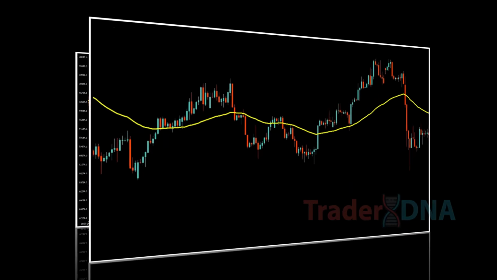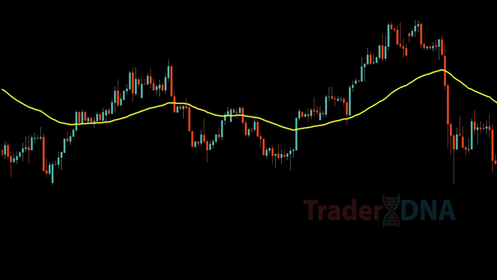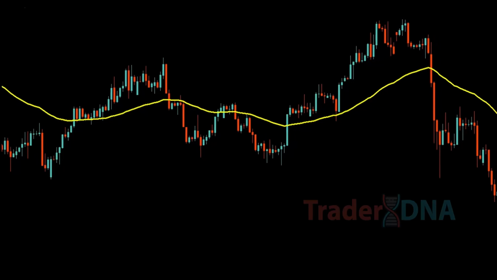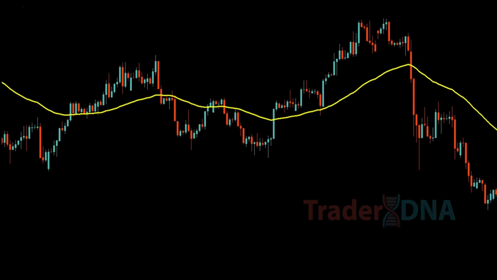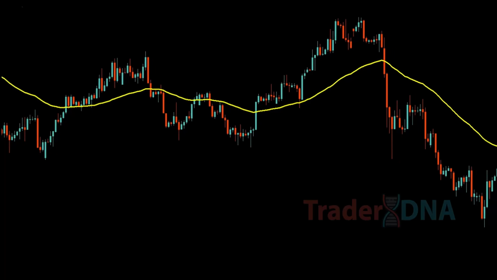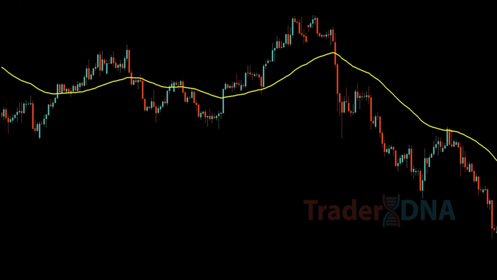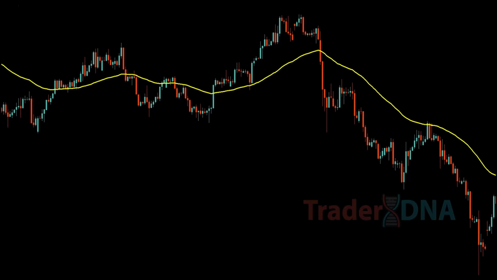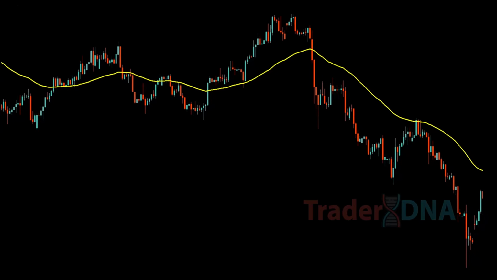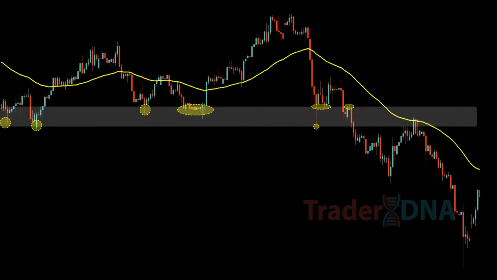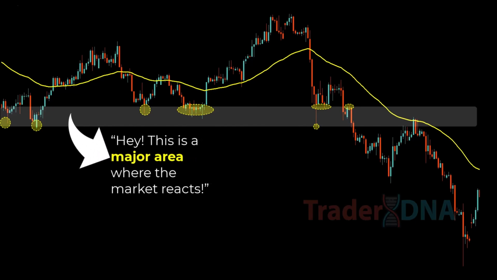Alright guys, check this out, because what I'm about to show you is super important. We're looking at this chart right now, and I want you to pay close attention. When we combine market structure with a moving average, what are we actually looking for? It's simple. We want to find a level that's been tested multiple times in the past. Why? Because when price keeps bouncing off the same zone again and again, it's screaming, hey, this is a major area where the market reacts.